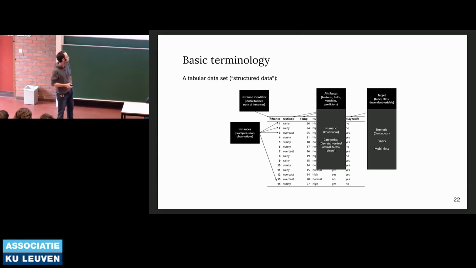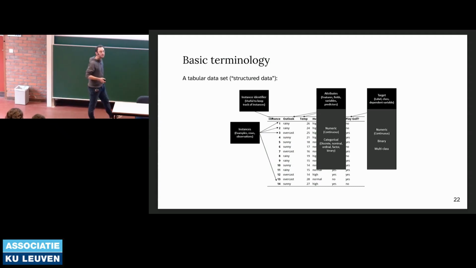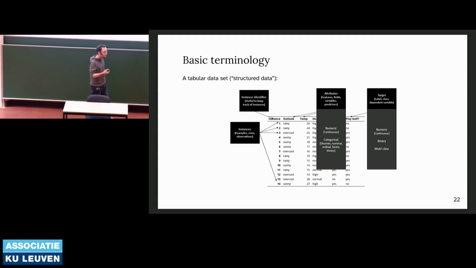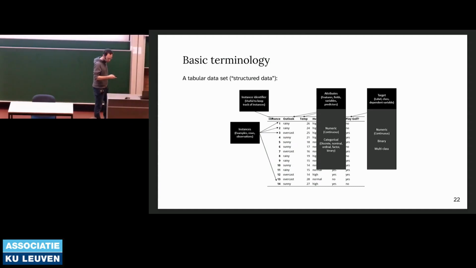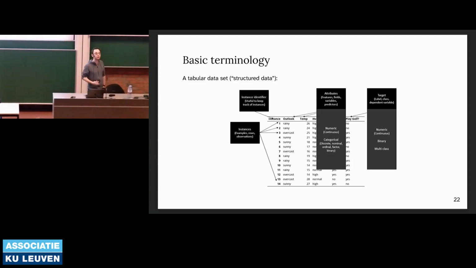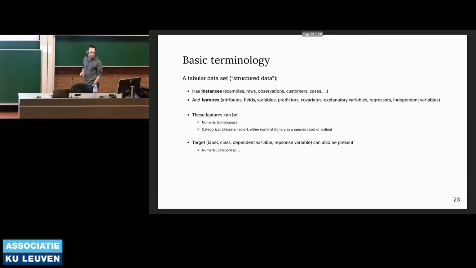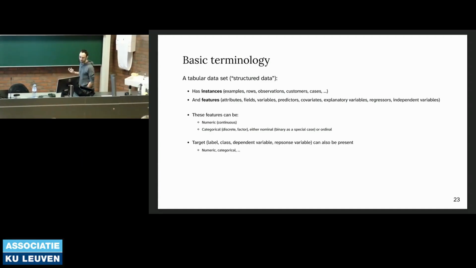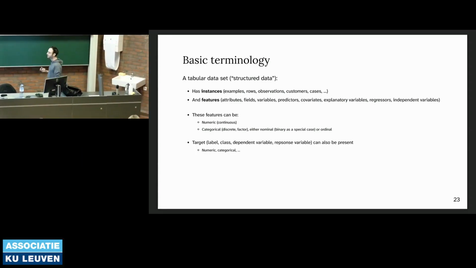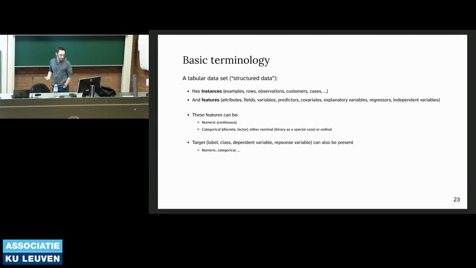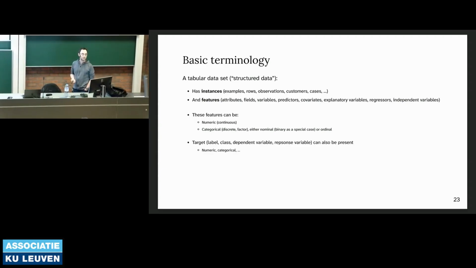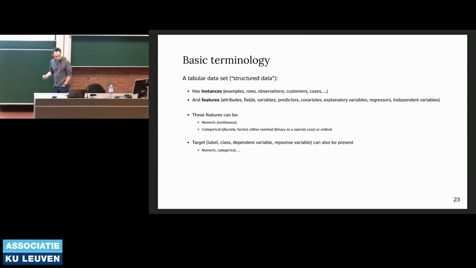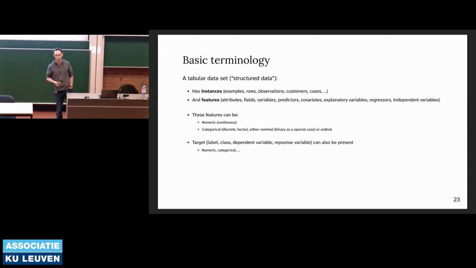Or you try to do a regression style analysis, then your target is numerical, continuous. So given inputs, you try to predict something. That's what our data set looks like. So we have a tabular data set with instances, features. The features can be numerical, continuous, or categorical, discrete, factorial, and so on. And then we have our target, or dependent variable, or response variable.